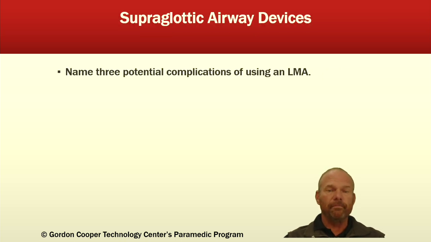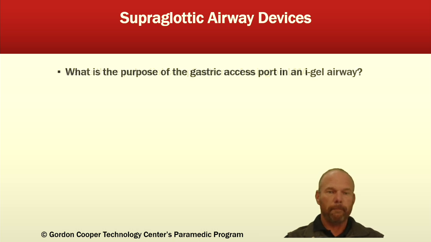Name 3 potential complications of using an LMA. Go ahead and pause now. Aspiration, airway obstruction, and then gastric insufflation. So getting all that gastric distension in there. Now, what is the purpose of the gastric access port on an iGel airway? It allows insertion of a gastric tube to decompress the stomach and reduce aspiration risk. That's the purpose of that port.